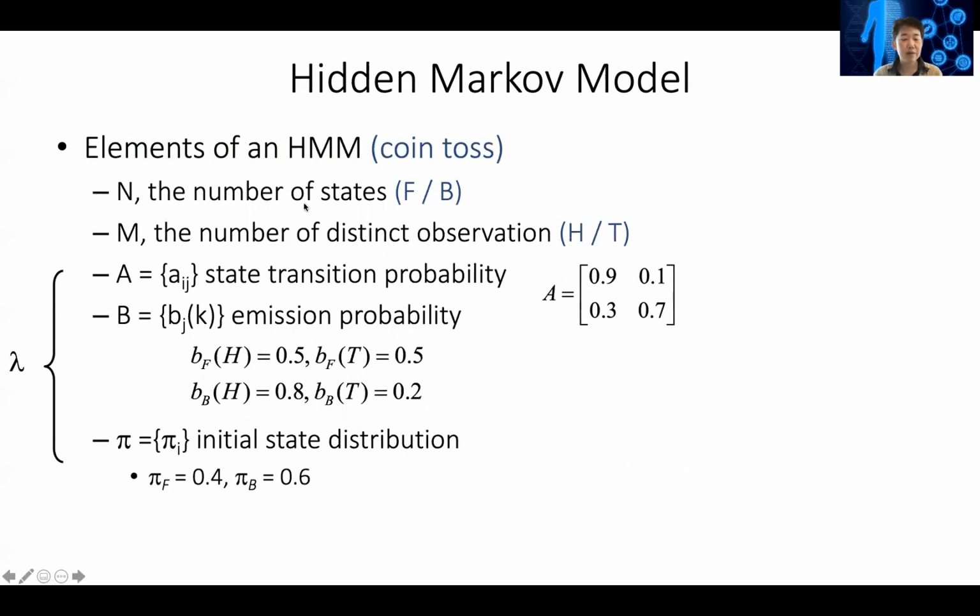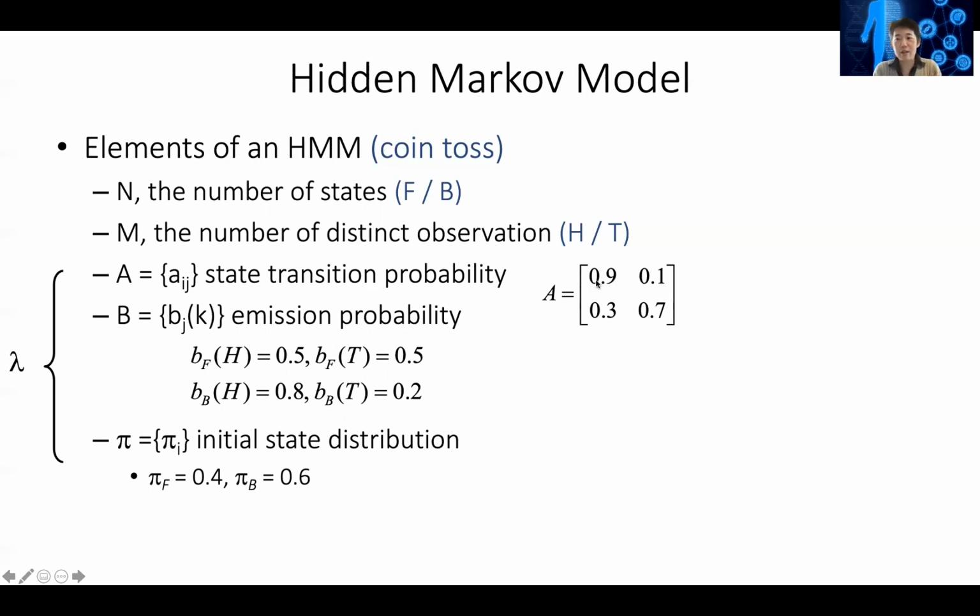We still have the number of states. In this case, we'll have fair coin versus bias coin. We still have the distinct observations, which is the tail or head of the actual coin flip. And then we also have the initial probability of picking the first coin being a fair coin or a bias coin. We have the transition probability, which was given before.